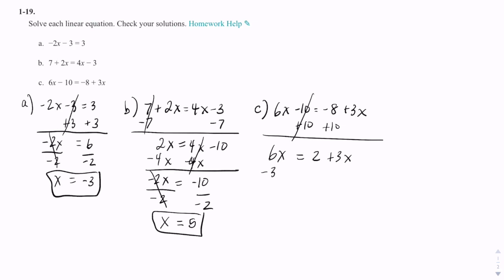I'll subtract 3x from both sides. And 6x minus 3x is 3x equals 2. And then I'll divide both sides by 3, and I get x equals 2/3.